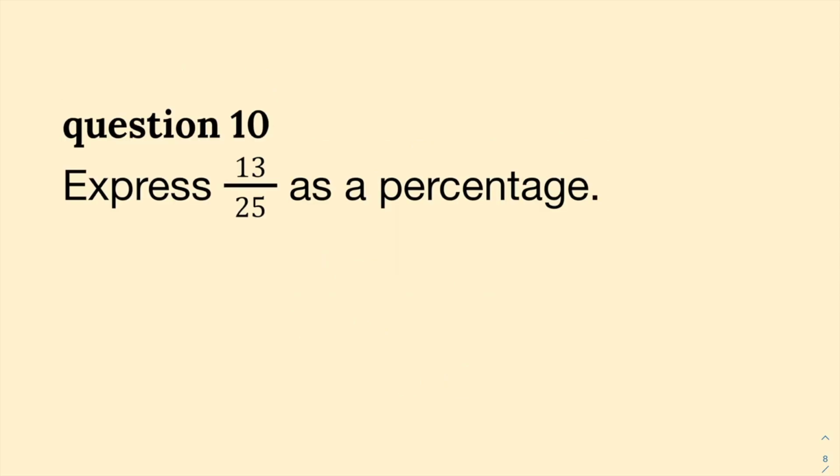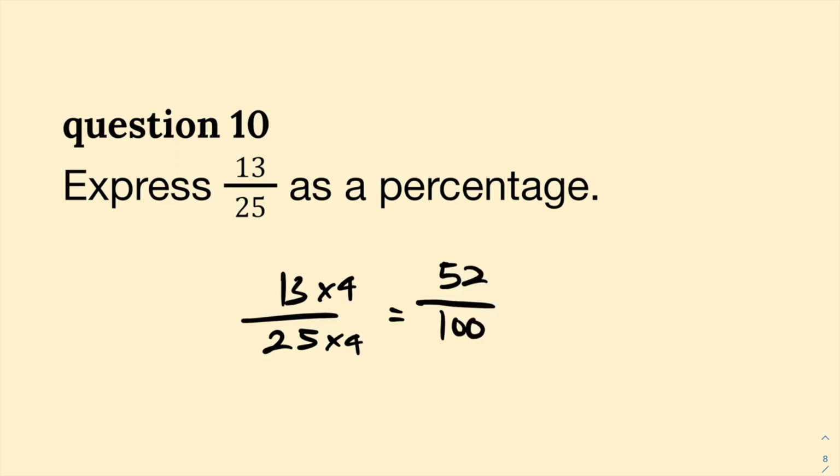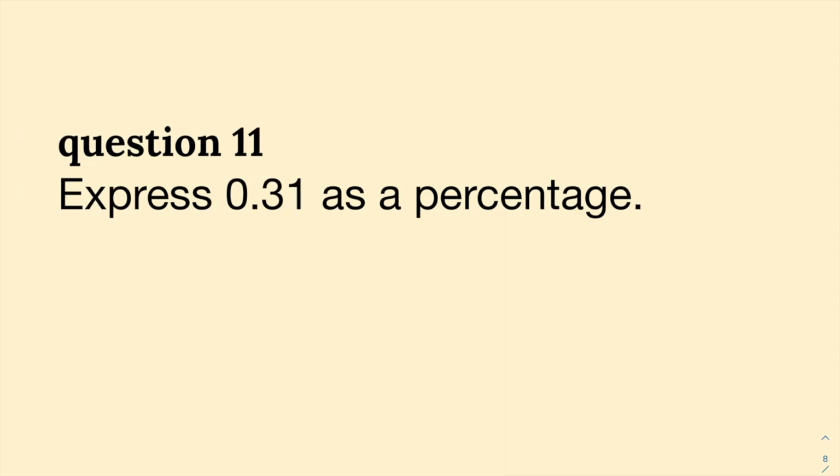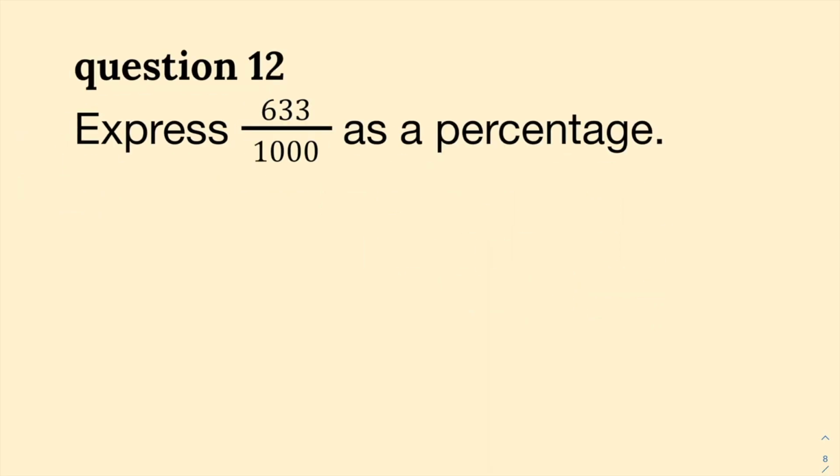13/25 as a percentage. 25 is a nice factor of 100, so let's multiply by 4, and then the top multiplied by 4 gets us 52/100, which means 52% is the answer. Express 0.31 as a percentage. Well, basically 0.31 as a decimal is 31/100, and with a nice 100 for my denominator, we can say that is 31%.